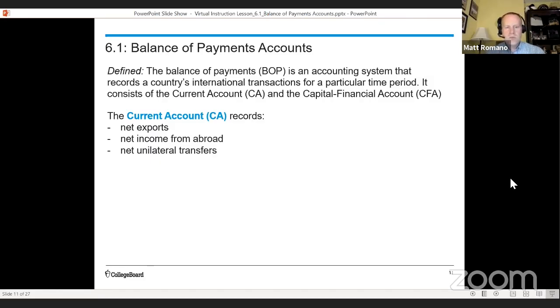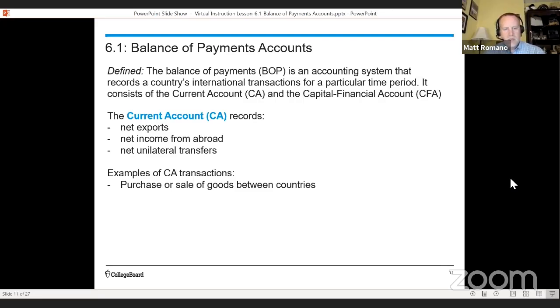Now, those are technical terms for that. What exactly does that mean? Well, let's talk about that in the context of a few examples of current account transactions. As I just said, net exports, that's simply the purchase or sale of goods between countries.